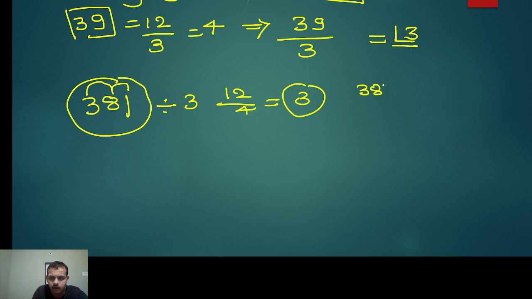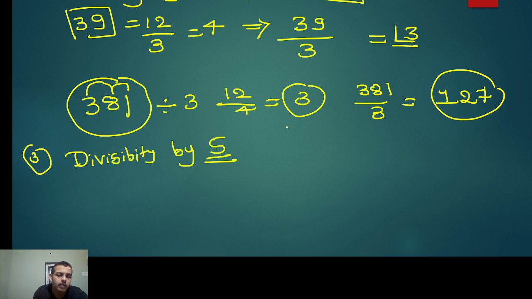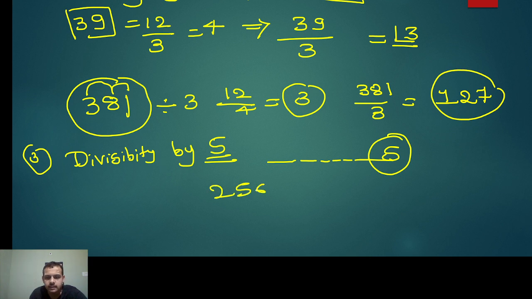See, 381 divided by 3: 3 ones are 3, 3 twos are 6, 3 sevens are 21. This is divisibility by 3. Next is divisibility by 5. Any number ending with 5 is divisible by 5. It may be any big number or small number, 25, 65, 35, 55. This is divisible by 5.